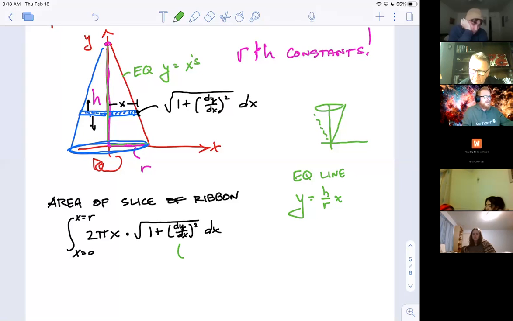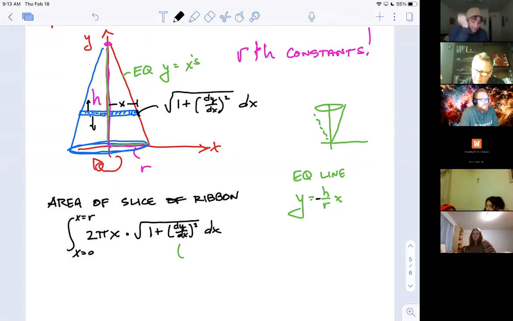It's positive. If I went from here, that's a rise of h, but a run of negative r. Does that make sense? That's a negative slope. That's part of why I was thinking maybe this one over here would be better, because notice that would be a rise of h and a run of r. That would have been a positive r over h slope.